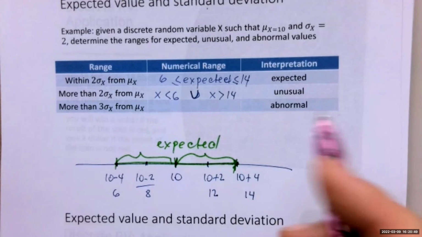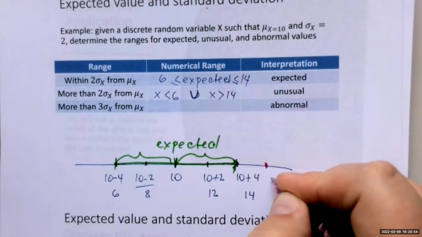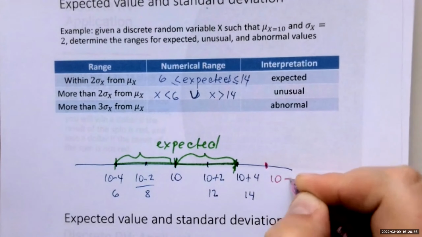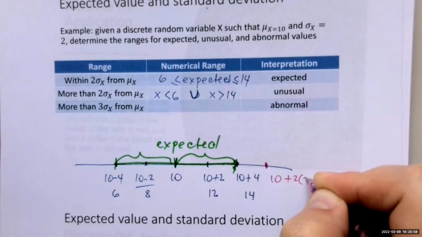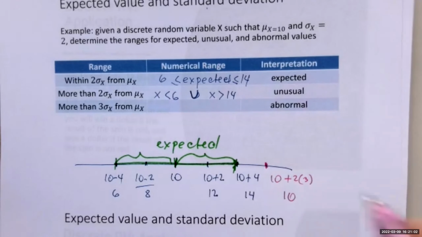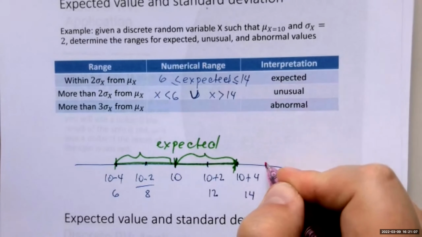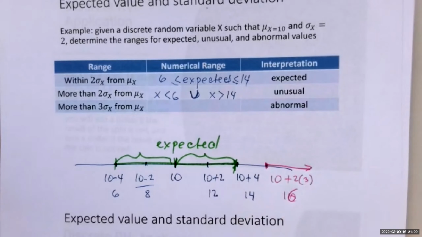Now, the abnormal values are more than 3 standard deviations away. So what is more than 3 standard deviations? If we add one more standard deviation here, that's going to be 10 plus 2 times 3, or 3 times 2. That's going to be 16. So this point right here is 16, and abnormal values are going to be beyond it.